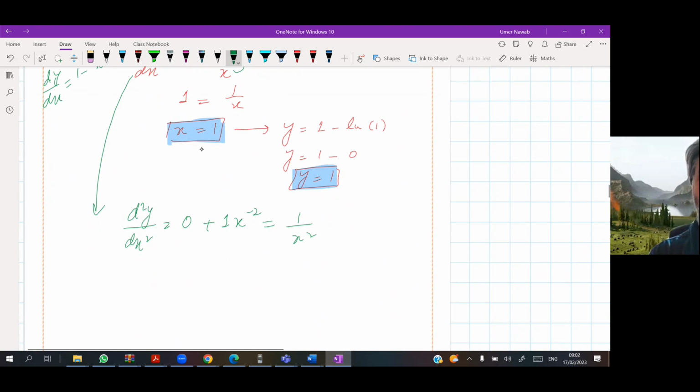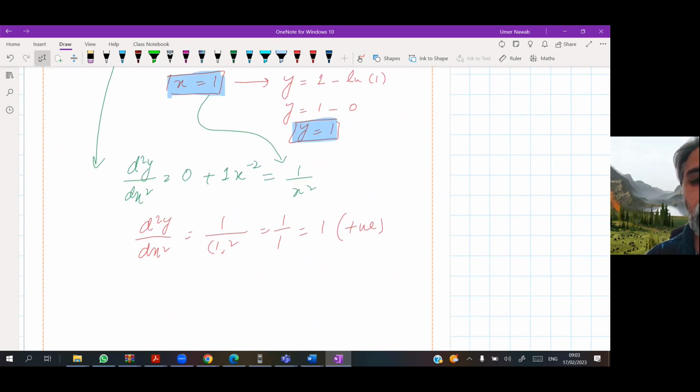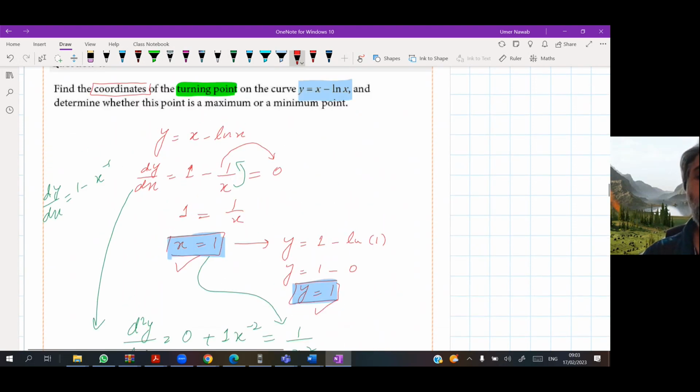Now substitute the value of x, which we found by putting dy by dx equal to 0. Now see what is the final sign I'm getting. 1 over 1 squared is giving me 1, and 1 is a positive number. The rule tells us if the second derivative is positive, this point is a minimum point. Which point? (1, 1). (1, 1) is a minimum point of the curve.